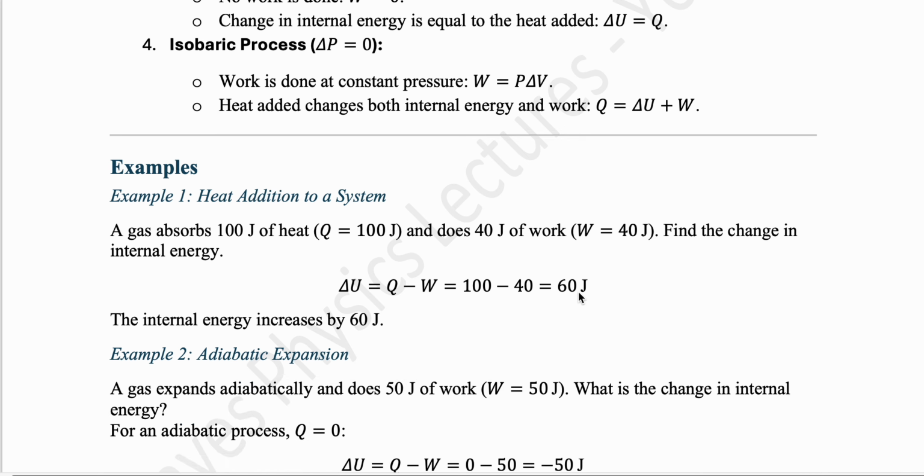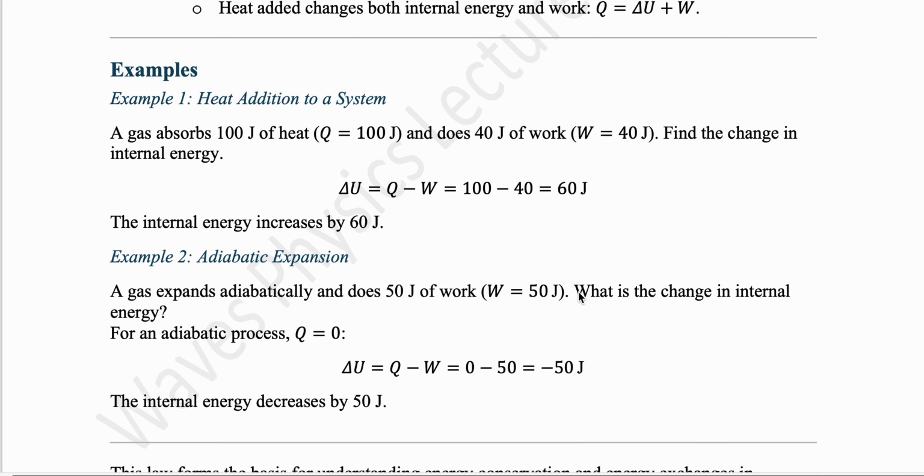So we'll have a lot of numericals from this. It's very easy to understand. It's not complicated. We will not do this exactly now. I'm just giving you some examples. For example, a gas absorbs 100 joule of heat and does 40 joule of work. Find the change in internal energy. So we can simply use the relation dq is equal to du plus dw. Since the total heat and total work done is given, I can easily subtract them and find out the change in internal energy.